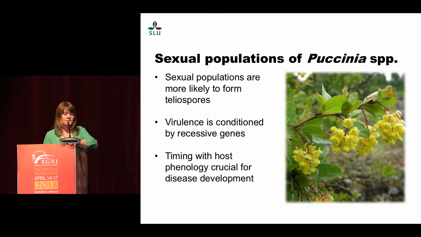So what does this say? What we know about the sexual population: we know that they are more likely to form teleospores. We also know that virulences are conditioned by recessive genes. That means that if you have a virulence in the population, it's quite likely that it will continue to stay there. We also know that the timing with the host and the phenology is crucial for disease development.